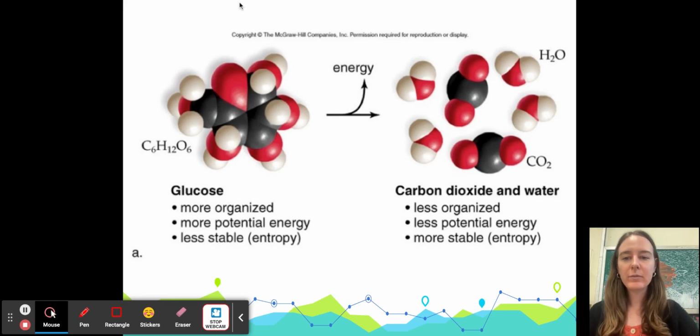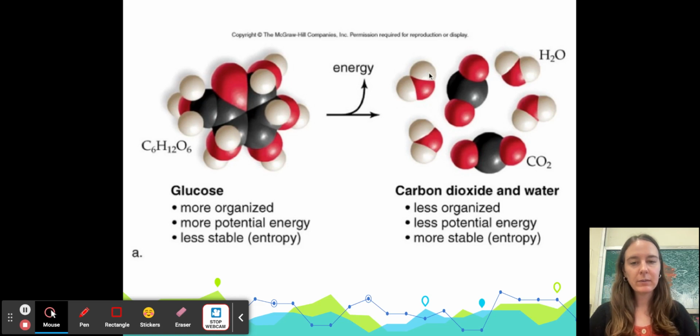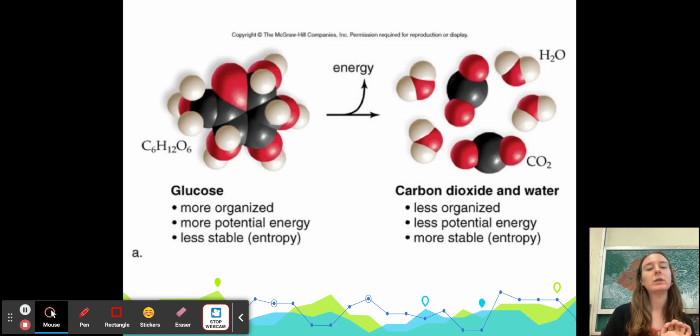So on this side, we have more potential energy because the atoms are all bonded together. But this is a less stable molecule, right? Because if you were to break one of the bonds or take out one of the atoms, now you would increase the disorder, just like we see here. So if you were to take this molecule of glucose and break it down, some energy would be released, and we'll talk about this when we get to cellular respiration.